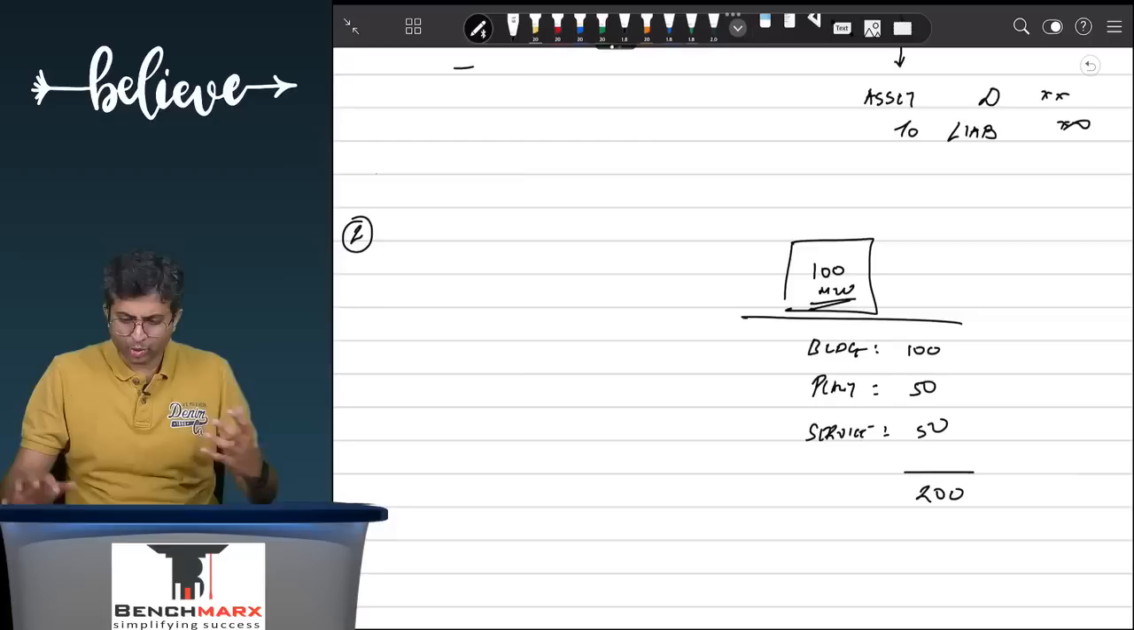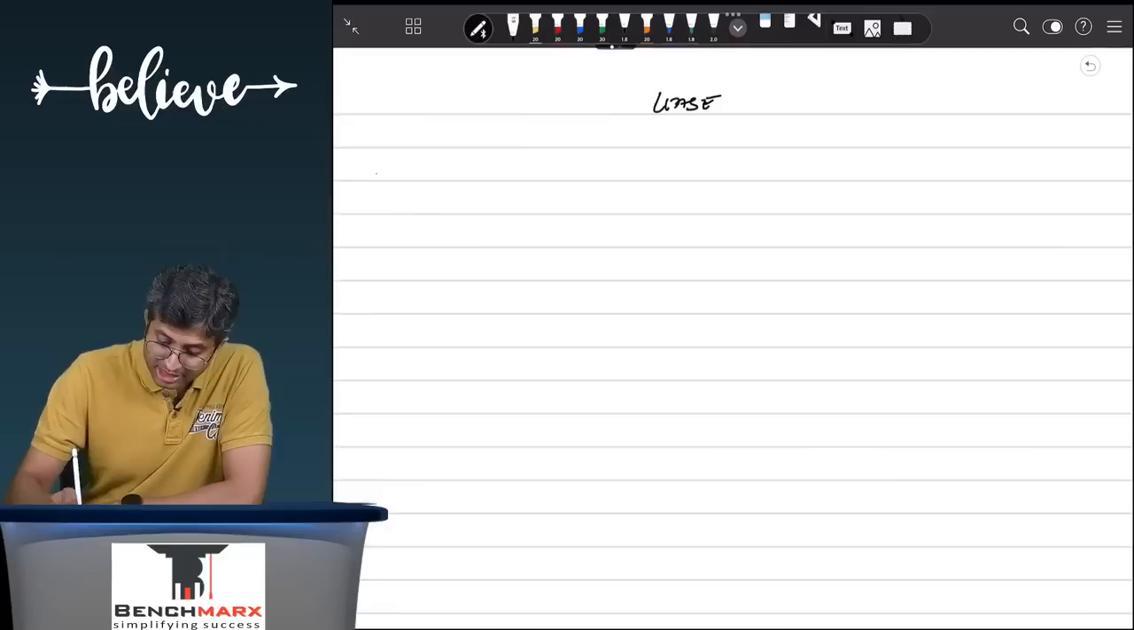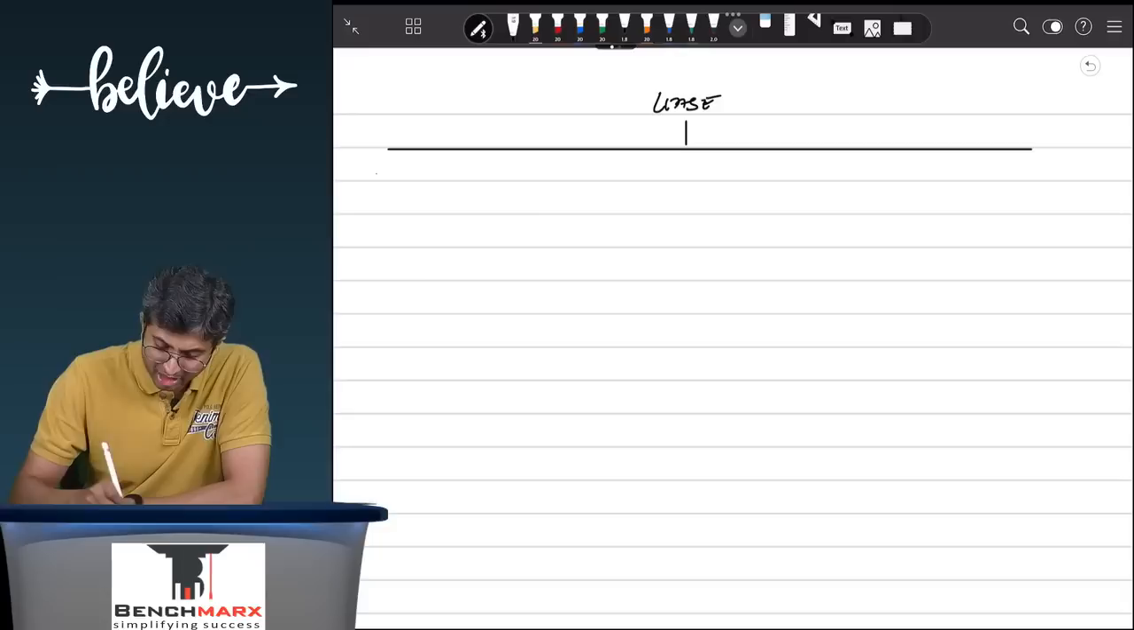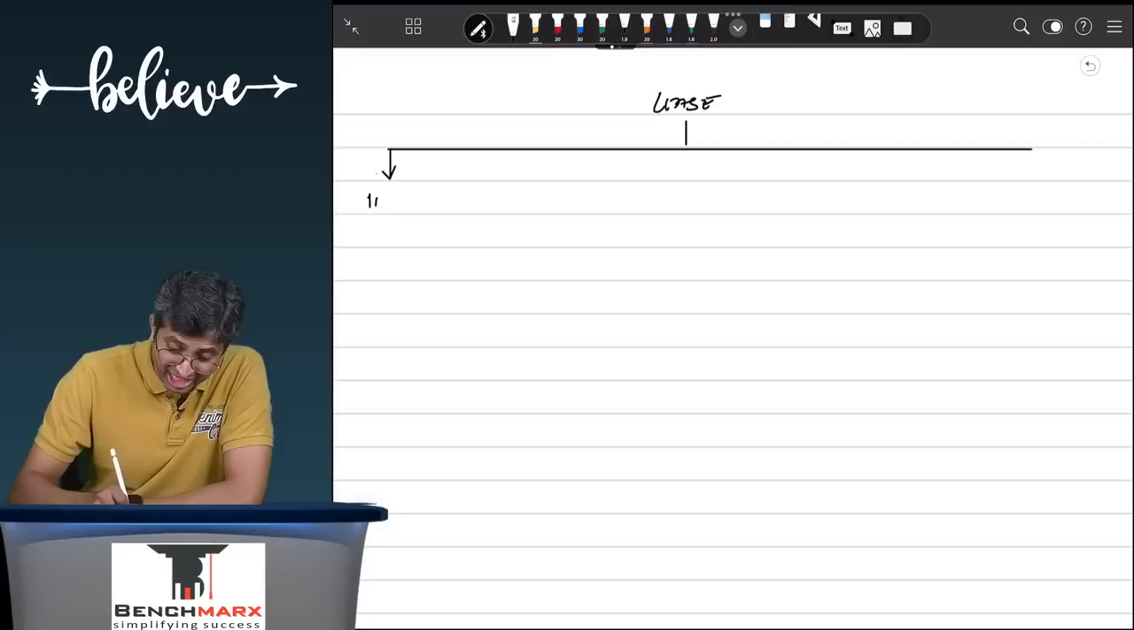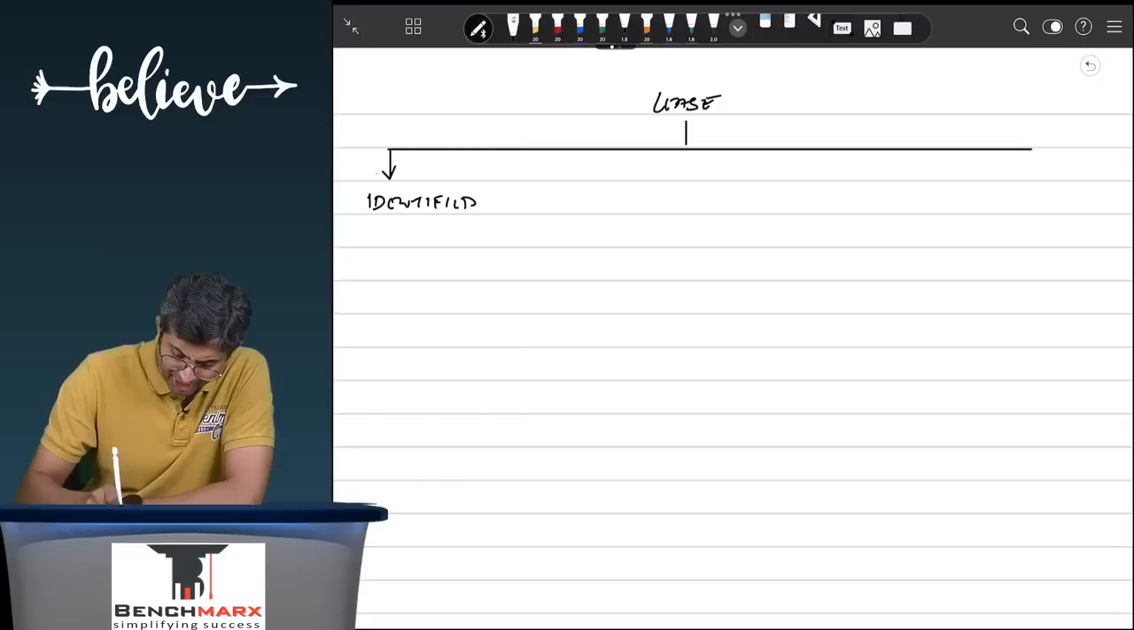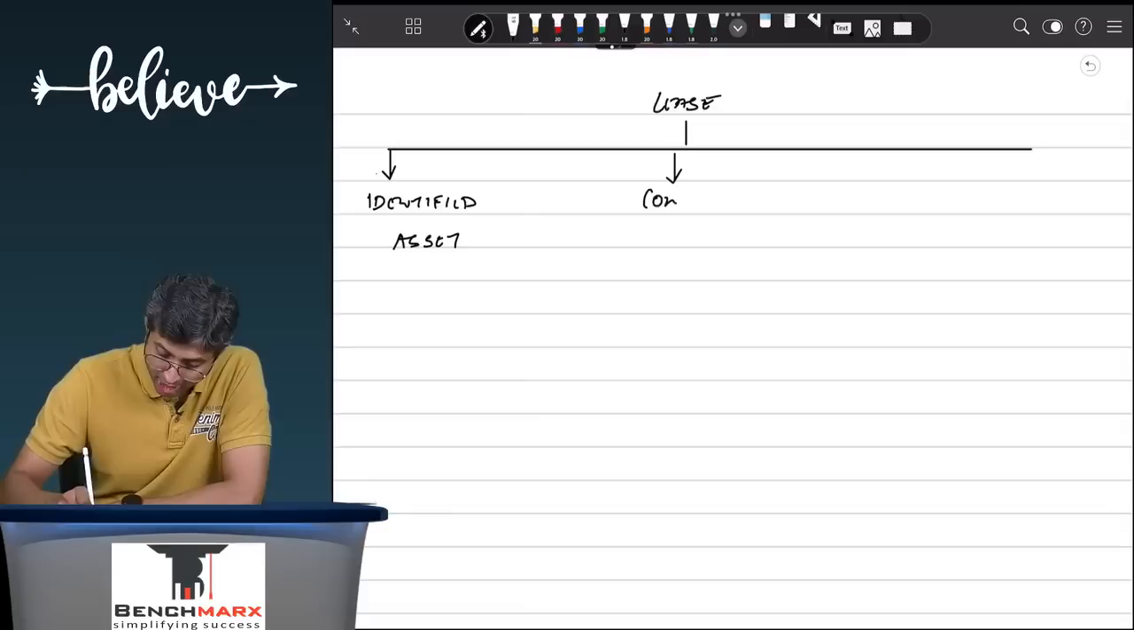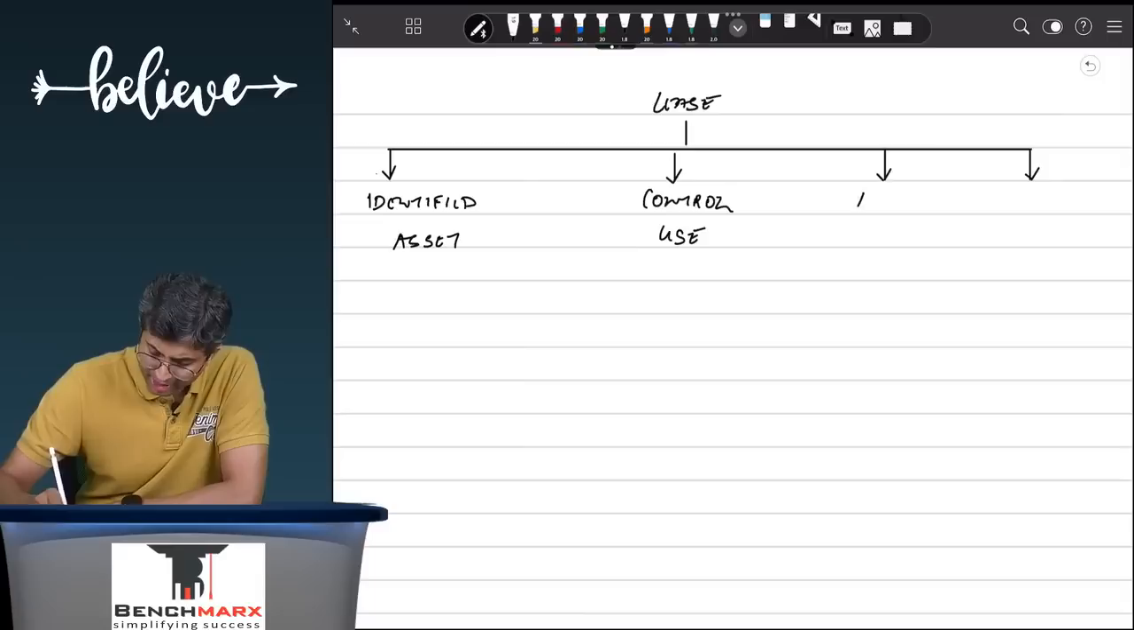So before we proceed, we need to understand what is meant by lease in the first place. So over here, the standard says that lease refers to an arrangement where the first thing is there is an identified asset. So there is an identified asset over which the lessee gets a right to control the use for a specific period of time in exchange for a consideration. Consideration is the lease payment. The period of time is considered to be the lease term.